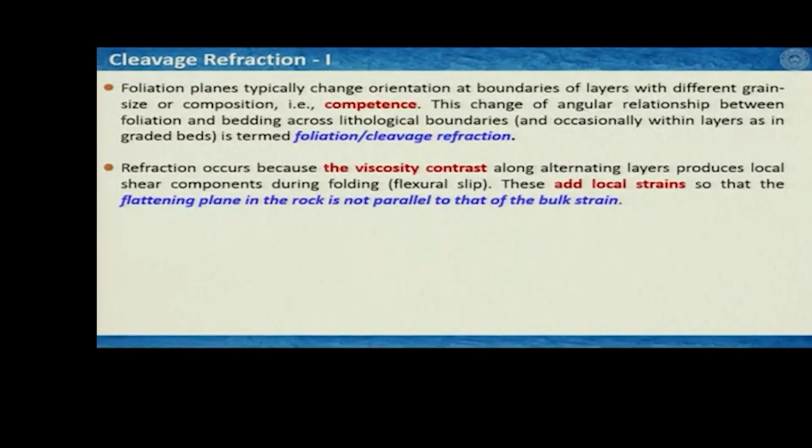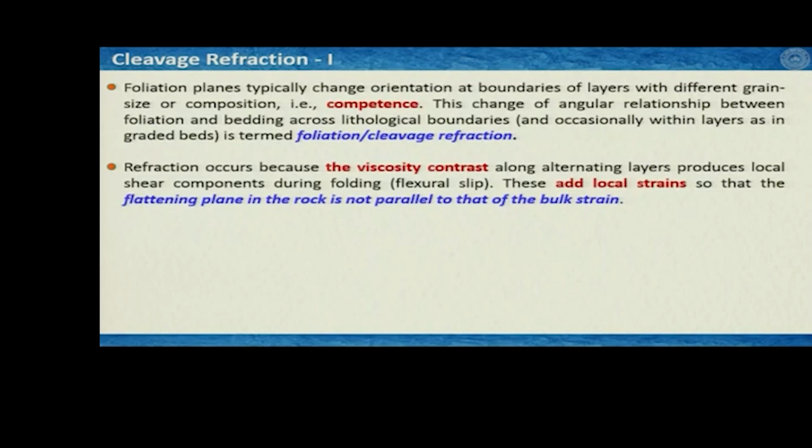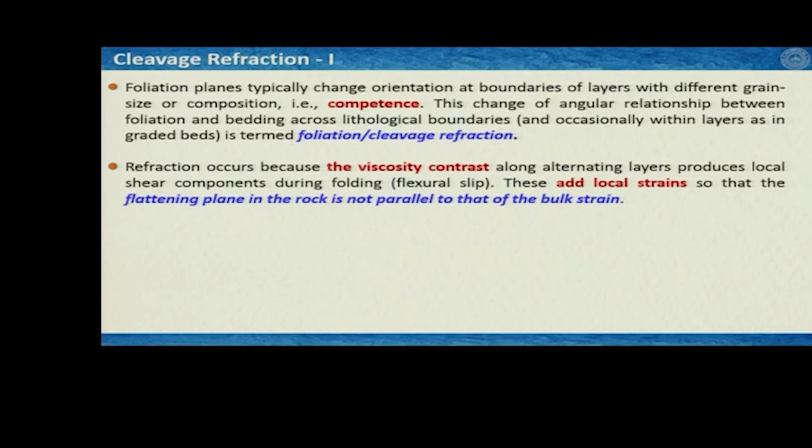Now, if that happens, then this changes the angular relationship between the foliation and the bedding across the lithological boundaries, and therefore we do not see the foliations being very straight. They go in a zigzag manner, and this is known as foliation or cleavage refraction. And this refraction mostly occurs because of the viscosity contrast along alternating layers, which produces differential strain at different places in different ways.